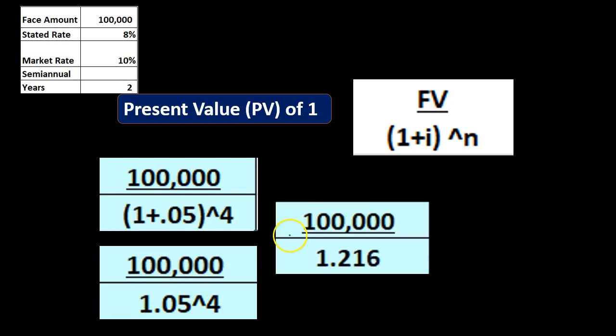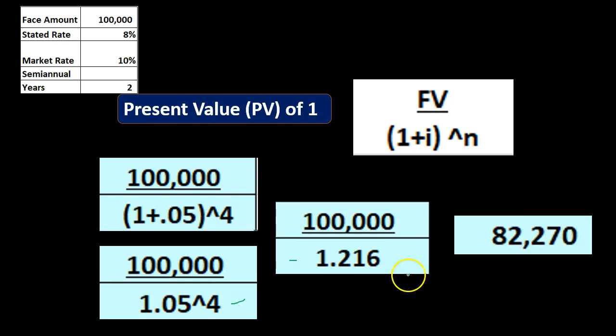And then we're going to take the 100,000. If we do the math here, we get 1.216 rounded, and that'll finally get to the 82,270. That means that this 100,000 that we're going to pay out 2 years from now, or 4 time periods, is worth present value in today's dollars only 82,270.